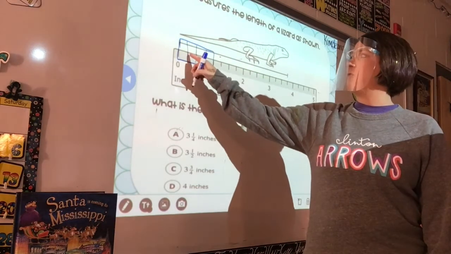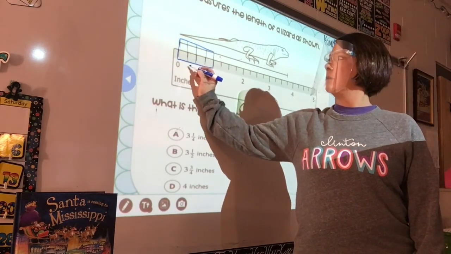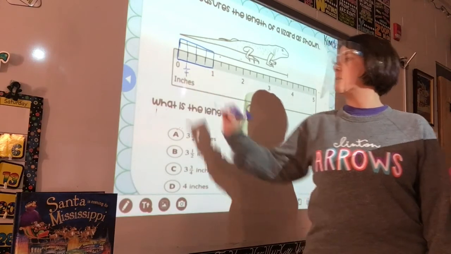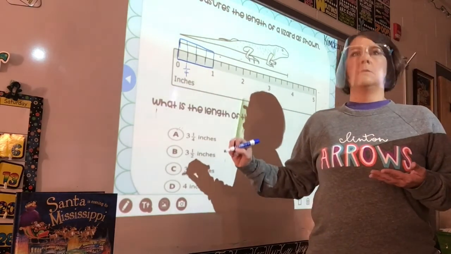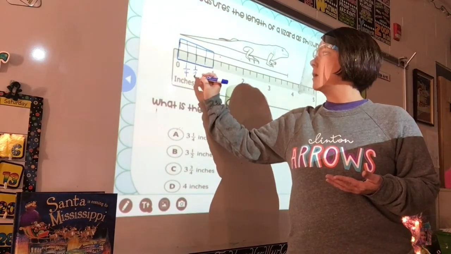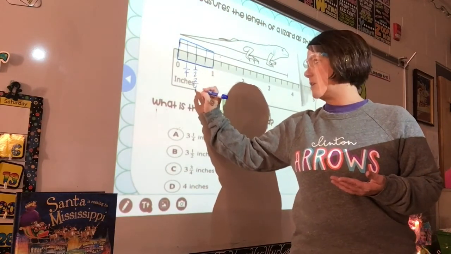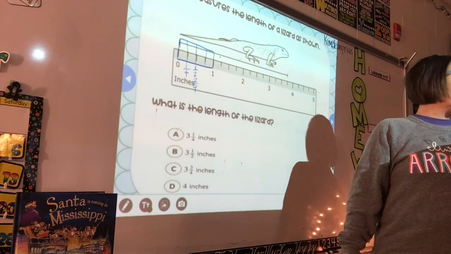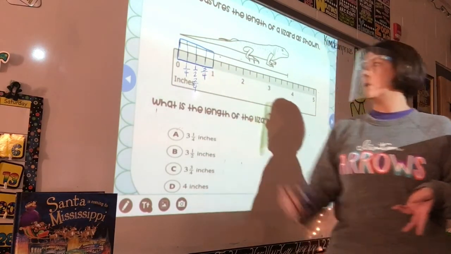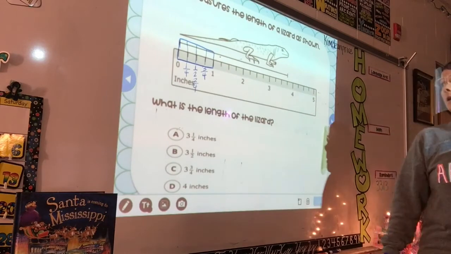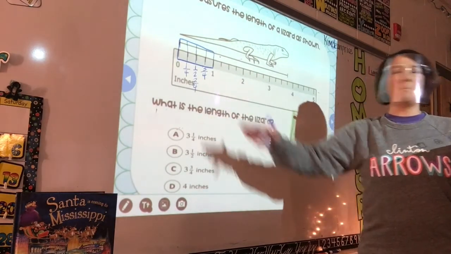So that means this first line would be what? 1/4. Good, Evan. You remember from yesterday. What's the second line? 1/2 or 2/4. Thank you. What's next? 3/4. Hey, we remember. All right, good job. So now we know that it's counting by fourths.